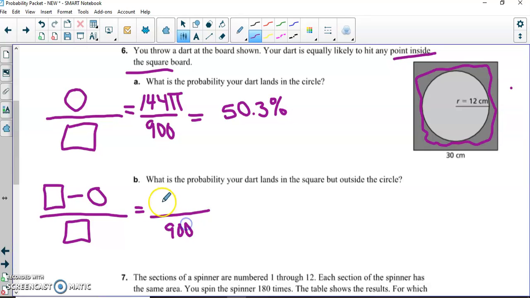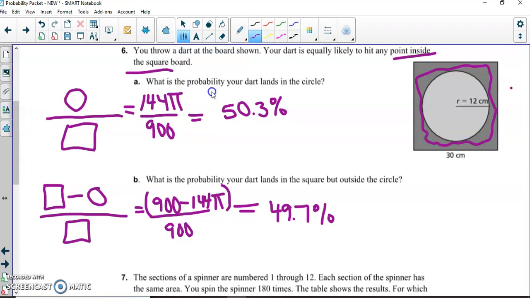The top now, we said the square is 900 minus the circle. So when I pop that into a calculator, if you do it all in one shot, you just have to put the top in parentheses, or else it's going to think you just want to divide here, okay? But you can do the whole thing, just make sure it looks like this on your calculator. So if I type the whole thing in, and I divide, and then I turn it into a decimal, that's going to give me 49.7%.